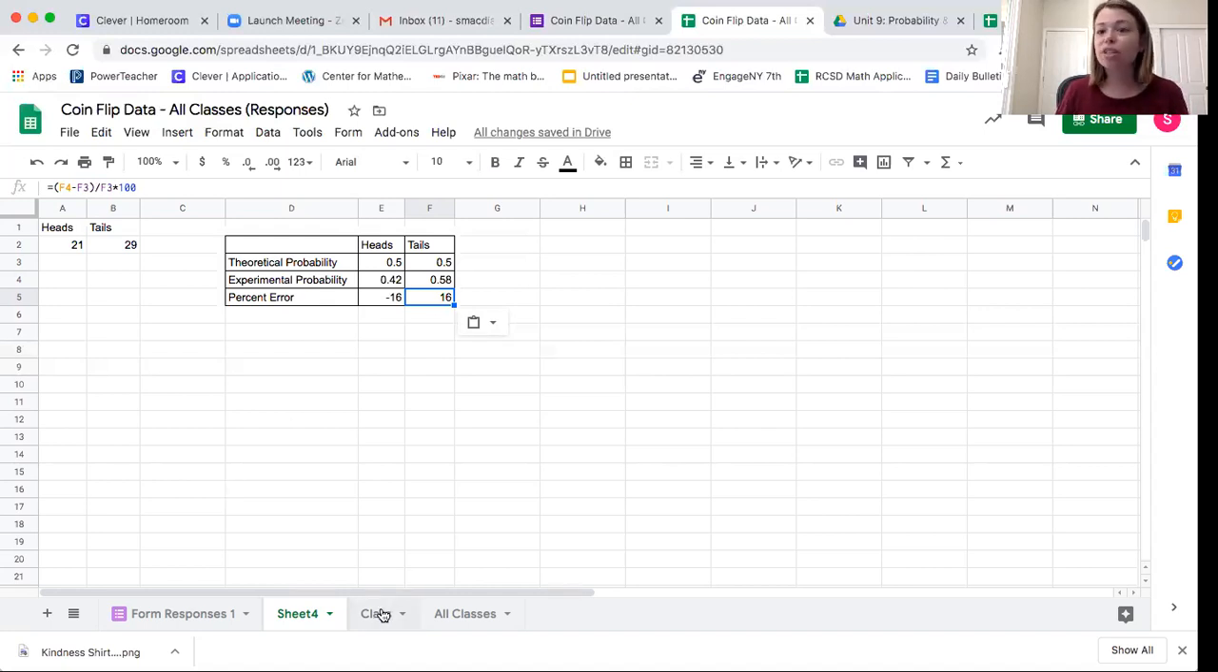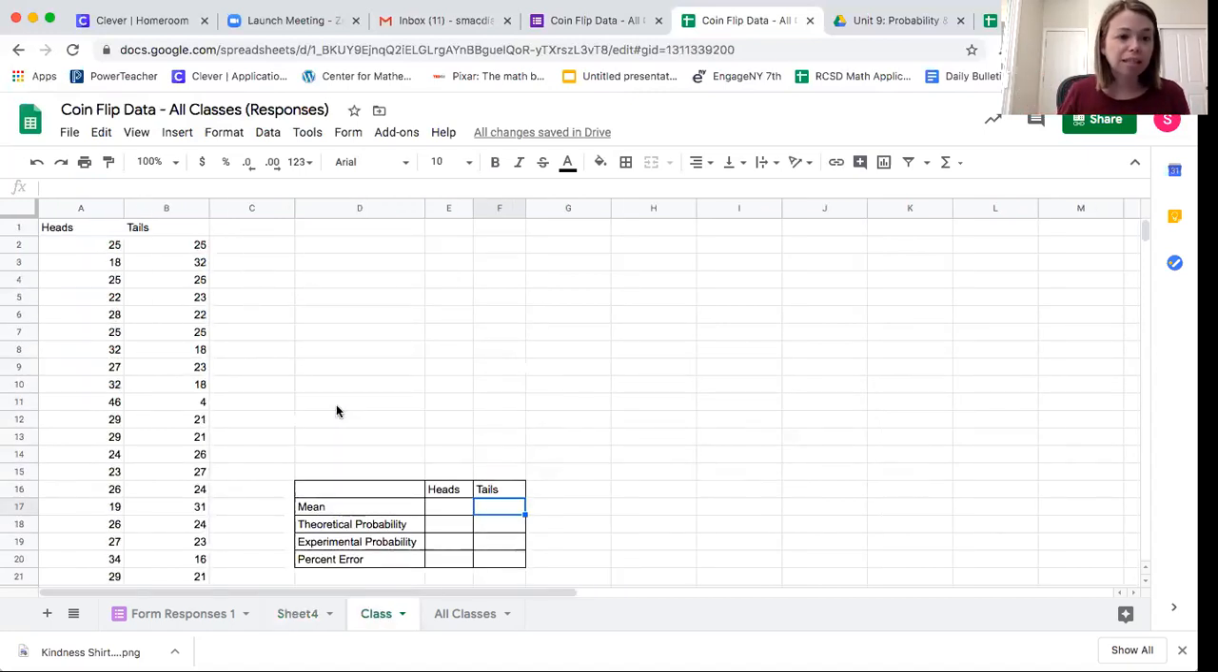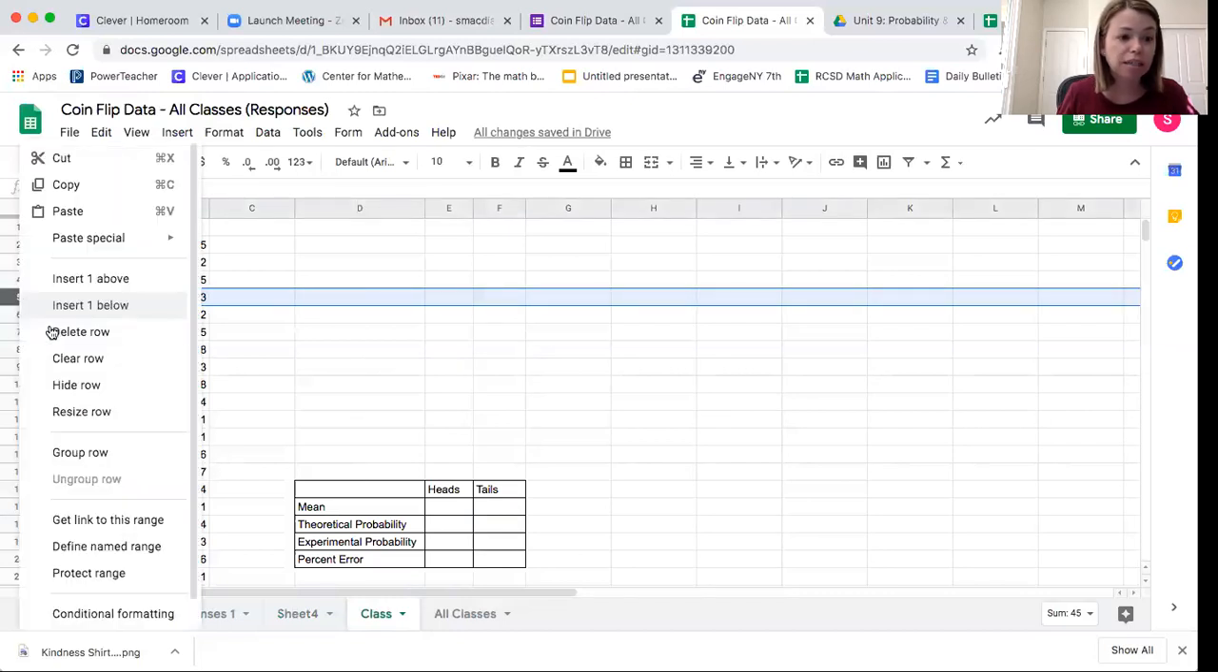Now let's go ahead and take a look at a whole class set of data. So here we have a class. The first thing I'm going to do is browse through the data and throw out any sets of data that didn't follow the rules. So if somebody didn't flip the coin 50 times, then we're going to throw that data out because it needs to be precise. So I can already see right here, look at this one. This adds to 45, not 50. So we're going to go ahead and delete that set of data.